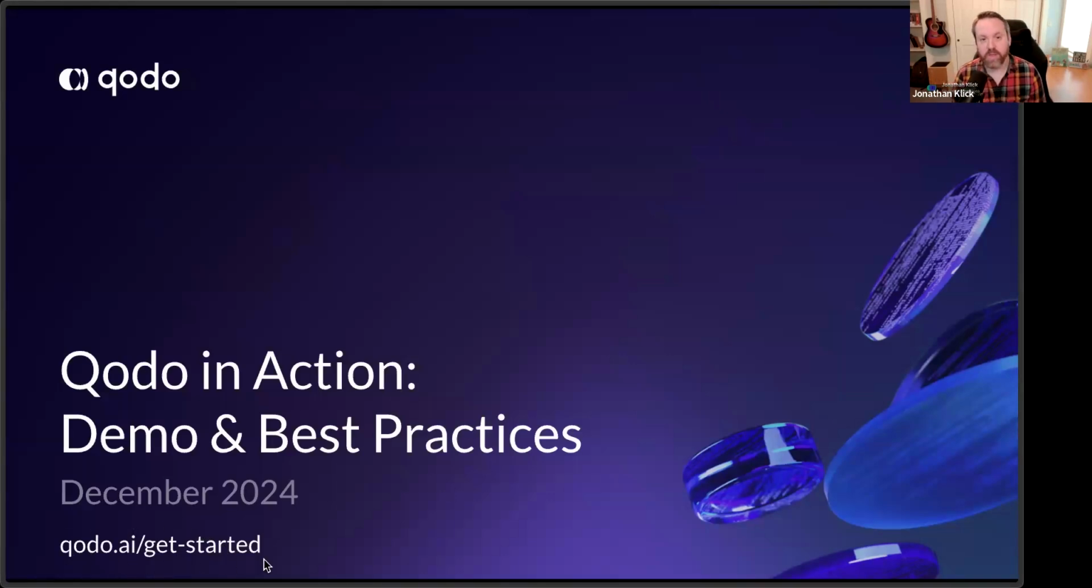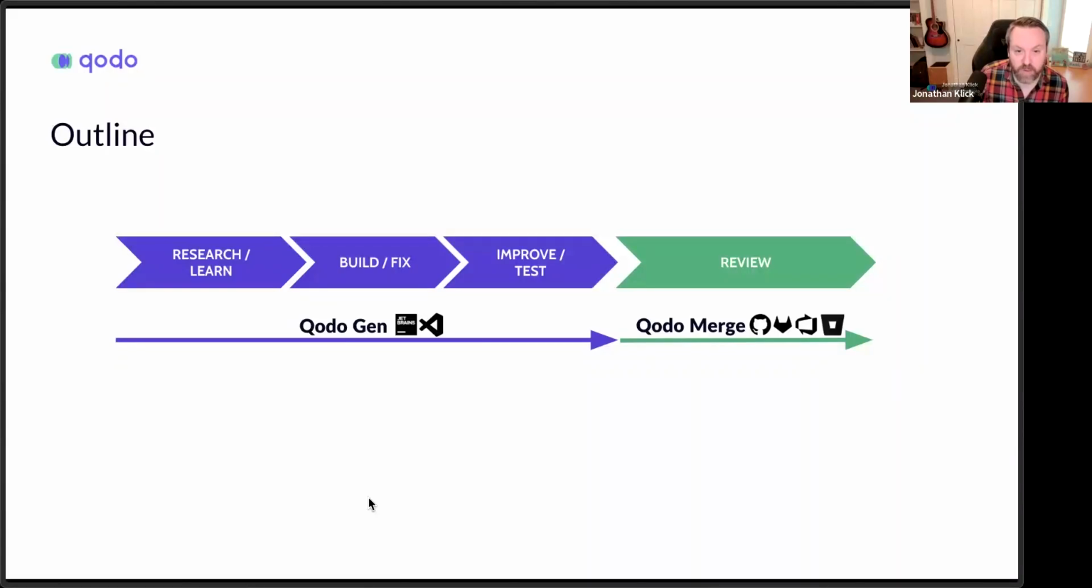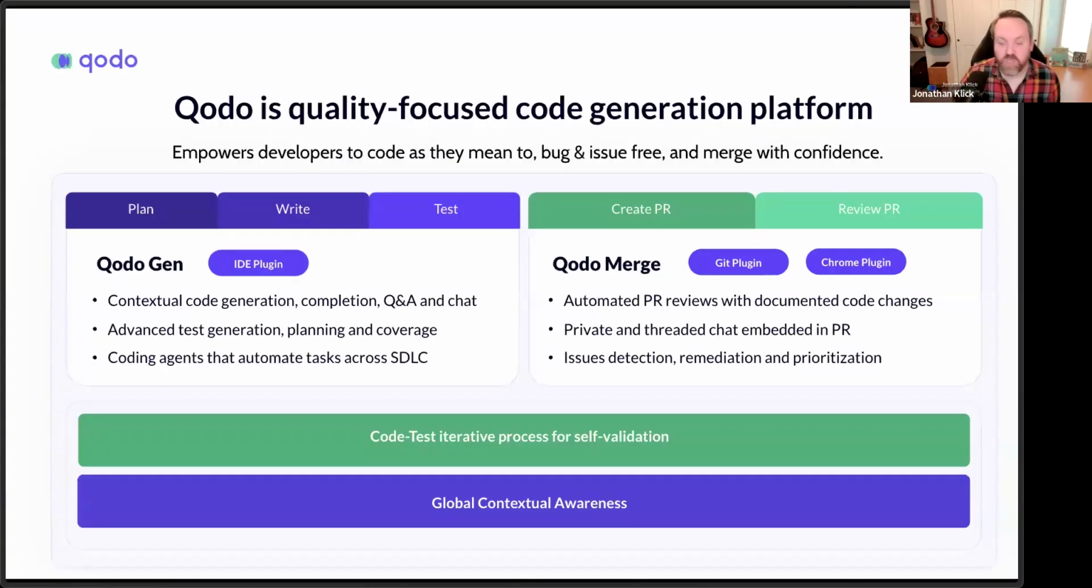If you want to follow along on any of the things we're demoing, particularly the IDE extension, and you happen to be using VS Code or JetBrains, there is a Qodo.ai/get started URL here. You could go there and install the extension, or just look up Qodo inside your IDE marketplace.